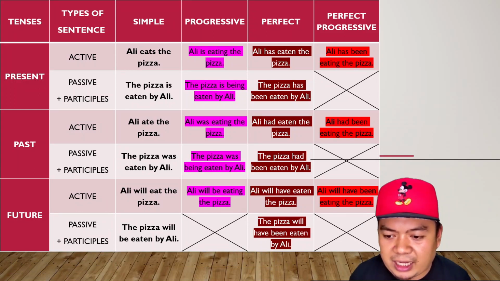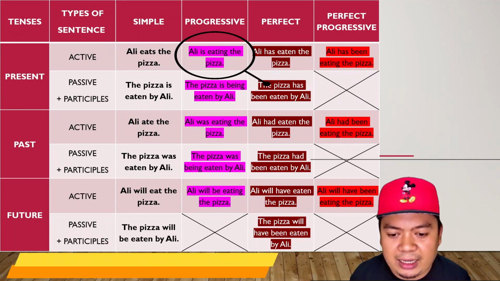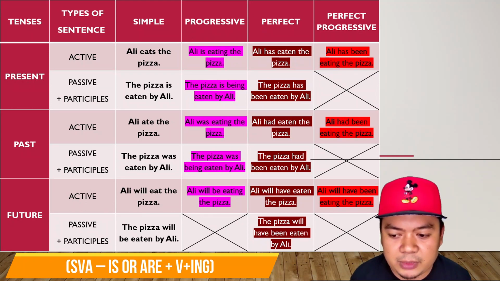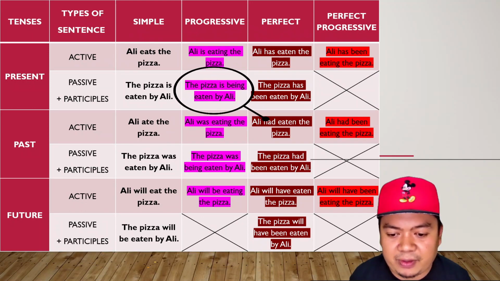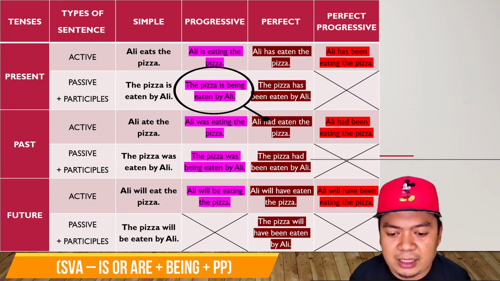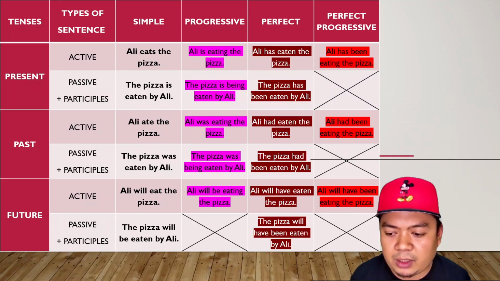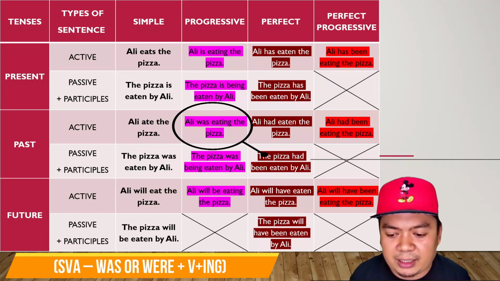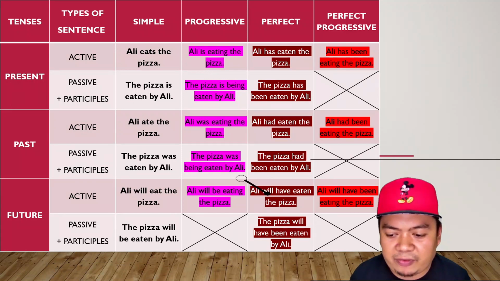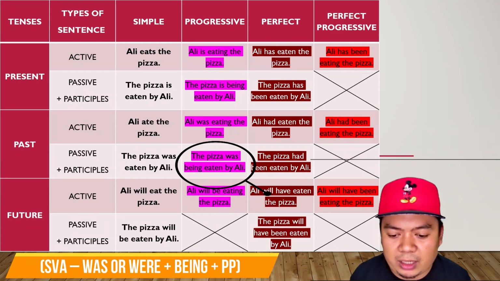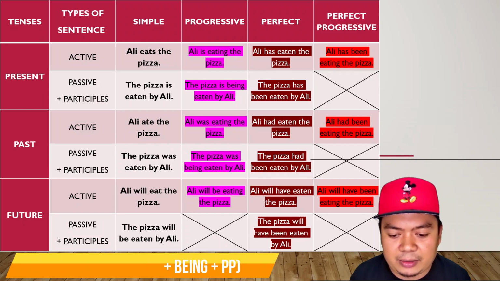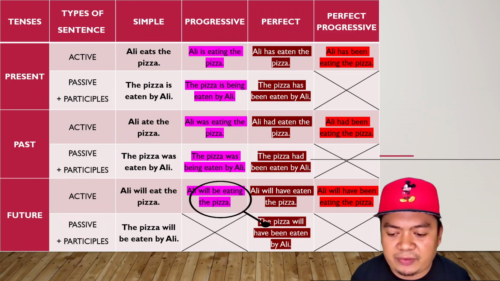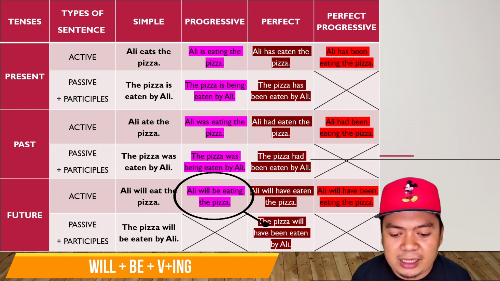Now let's go to the second aspect of the tense, which is the progressive or continuous aspect. For present progressive active, Ali is eating the pizza. Present progressive passive, the pizza is being eaten by Ali. For past progressive active, Ali was eating the pizza. For past progressive passive, the pizza was being eaten by Ali. For future progressive active, Ali will be eating the pizza.